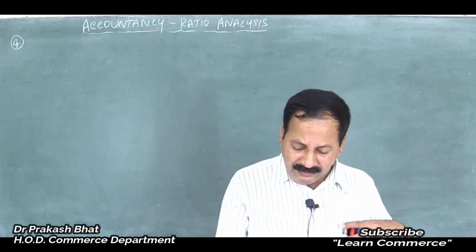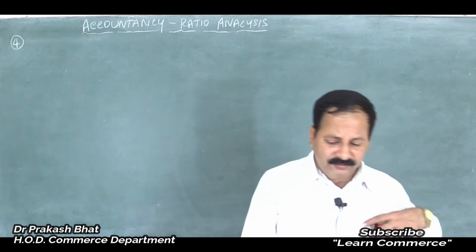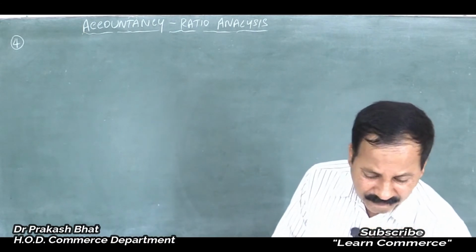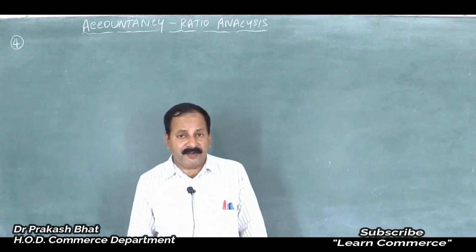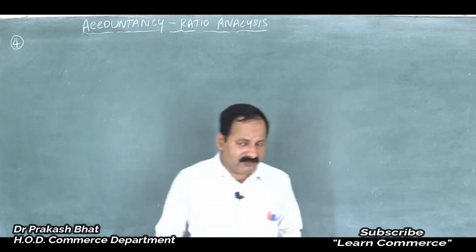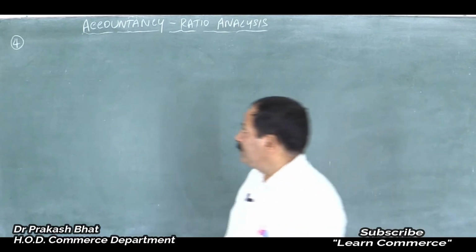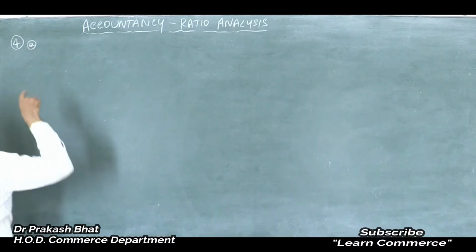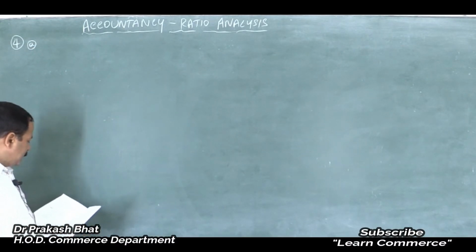Now let us start with gross profit ratio. Gross profit ratio is calculated by dividing gross profit by net revenue from operations into 100. That is the formula. So follow the formula. Let us solve it. Problem number 4. After that I will take it as A, because it is given as 1, 2, 3, 4 again.